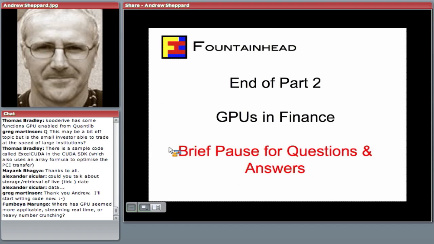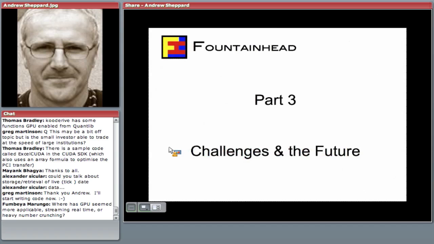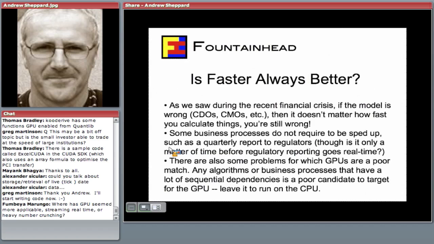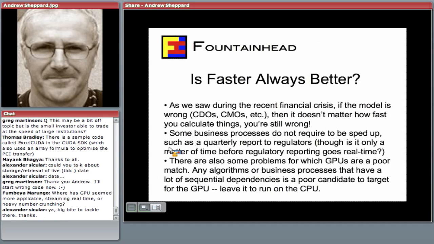Okay, so part 3, here we come. GPUs aren't without their challenges, and I'll also say a little bit about what I think the future is in terms of the landscape of finance when GPU technology becomes more ubiquitous. The first question, which has already been raised by some of the questions being asked, is: is faster always better? And the answer is no. As we saw during the recent financial crisis, we had incredibly complex models of these things called CDOs, collateralized debt obligations, and CMOs, collateralized mortgage obligations.